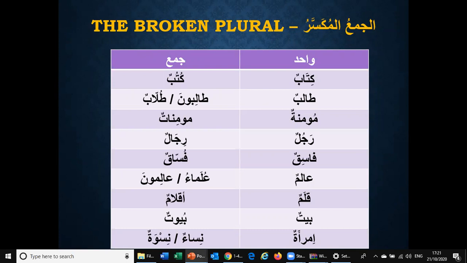Fasiq, fussaq. Alim, ulama, or alimun. So they've got broken plus sound as well. Alimun is sound, ulama is broken. Qalam, aqlam. Again, you inserted an extra alif at the beginning and in the middle as well, so you've changed the structure. Broken. Baytun, buyutun, house. Imra'atun, nisa'un. Completely different structure. Again, broken plural. Other than mu'minatun, the rest are fine, because mu'minatun is jama salim, sound plural. It shouldn't be here. That's a mistake.